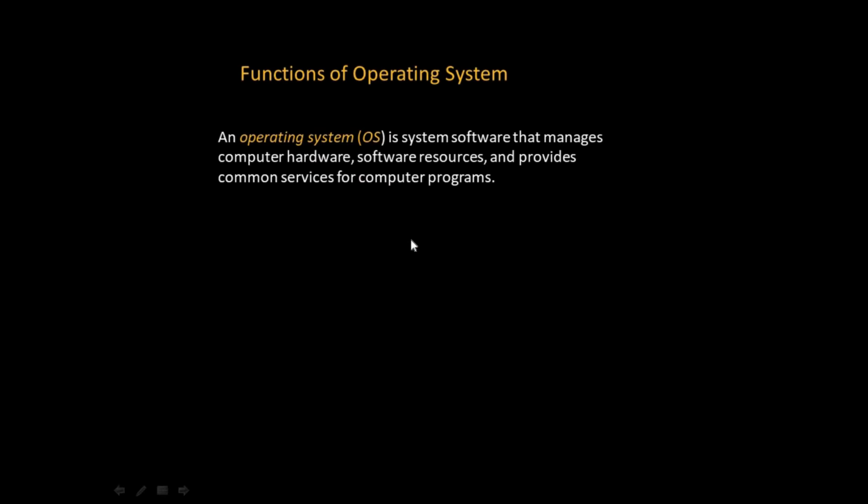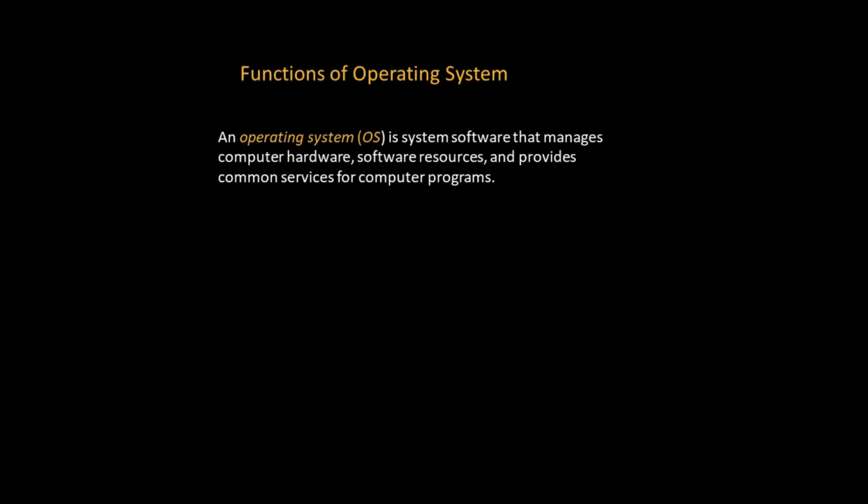An operating system is a system software that manages computer hardware, software resources, and provides common services for computer programs. We also know that an operating system acts as a communication bridge between the user and computer hardware. The purpose of an operating system is to provide a platform on which a user can execute programs in a convenient and efficient manner. An operating system is also a piece of software that manages the allocation of computer hardware.